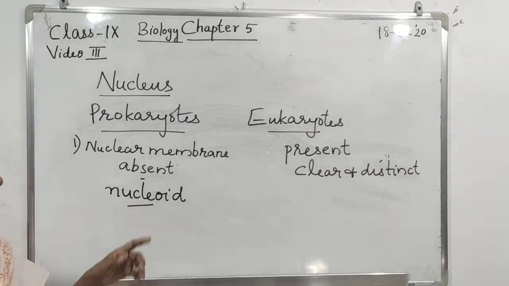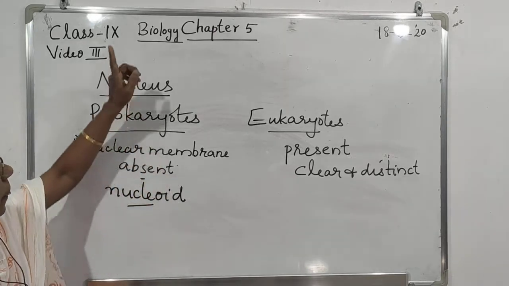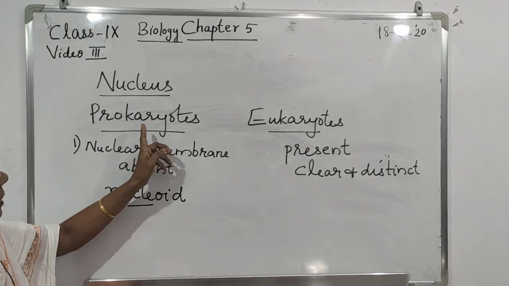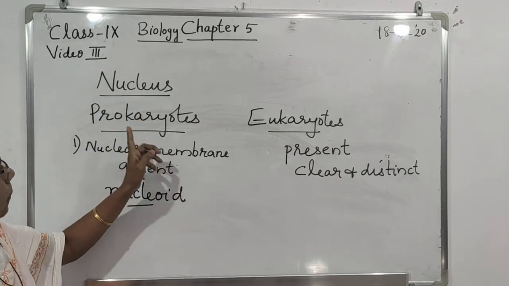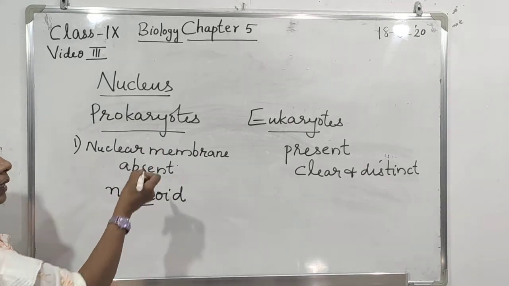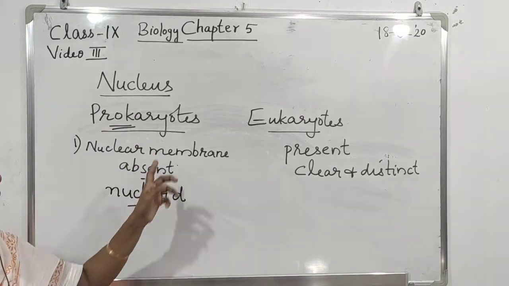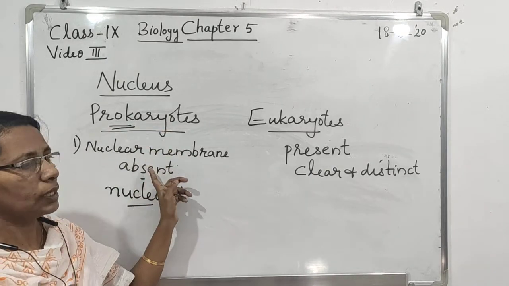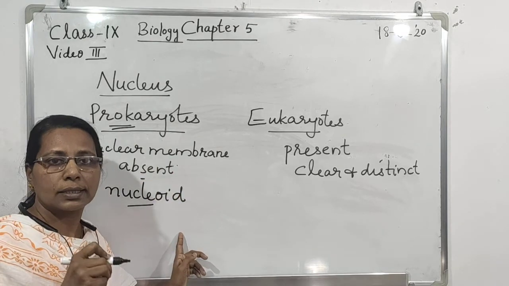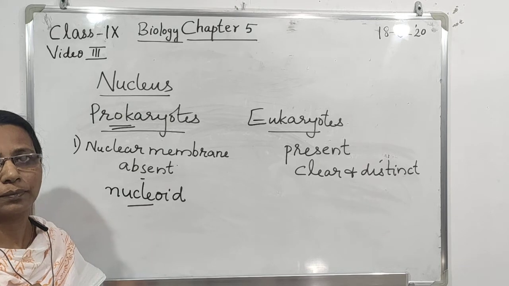The organisms of cells having poorly developed nuclear region are called prokaryotes. Pro means very primitive. So this type of nucleus, nucleoid, is seen in primitive organisms like bacteria.